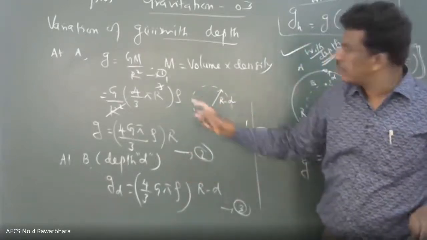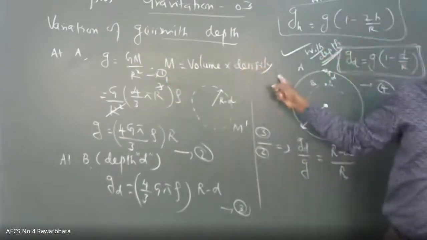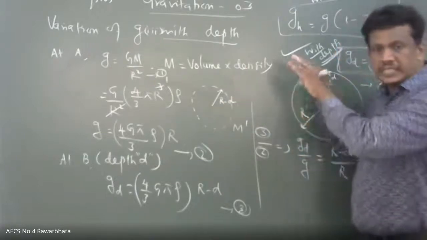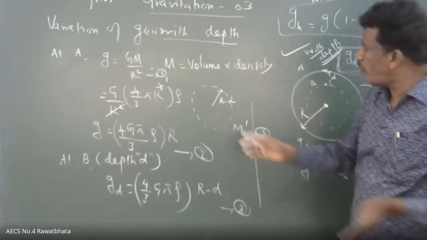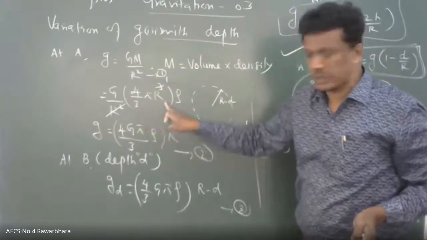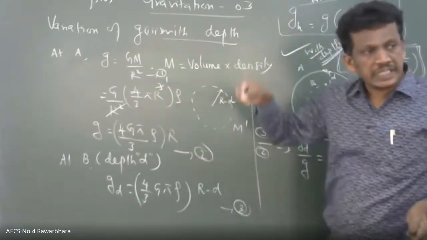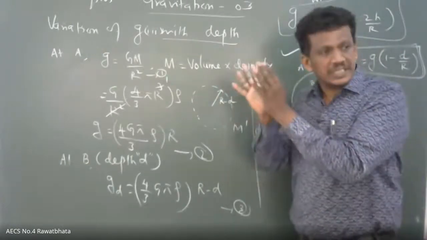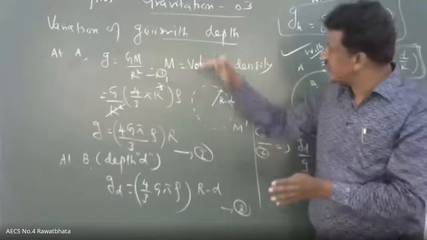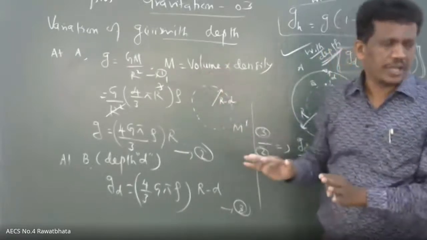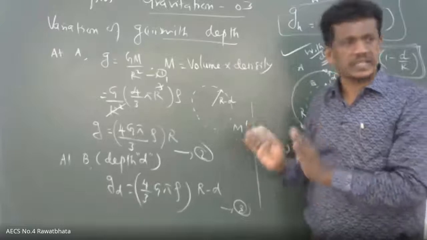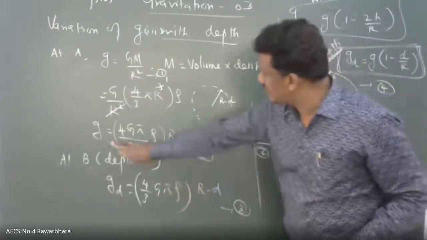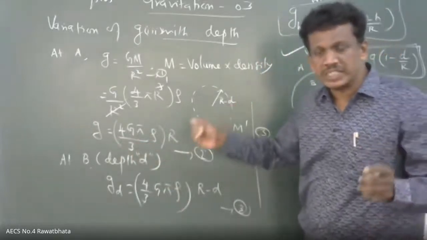So for that, we are converting mass in terms of density. Mass equals volume into density. The earth is considered as a sphere, so volume of the sphere is 4 by 3 pi r cube, into rho. Rho is the density of the material of the earth. We assume here that density remains constant, whether on the surface, inside, or at the center. Practically no, but we have to take some assumption. Now you see g in terms of size only, mass is not there.